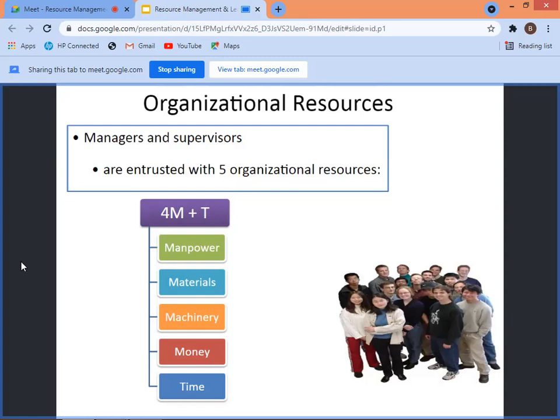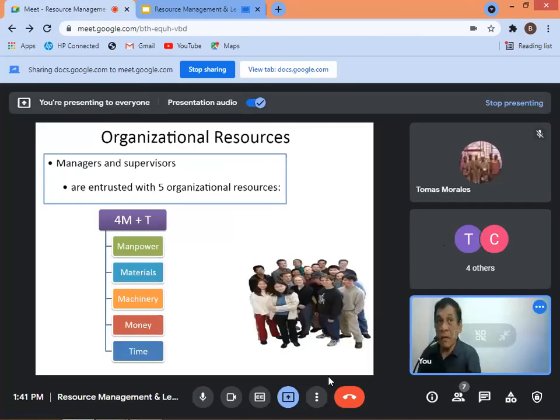Then materials, you need to manage materials, and machinery in terms of operation and maintenance. You need to have the budget. You plan for your annual budget, and then time management. You need to do time management. You need to understand and set your priorities. What are your priorities?